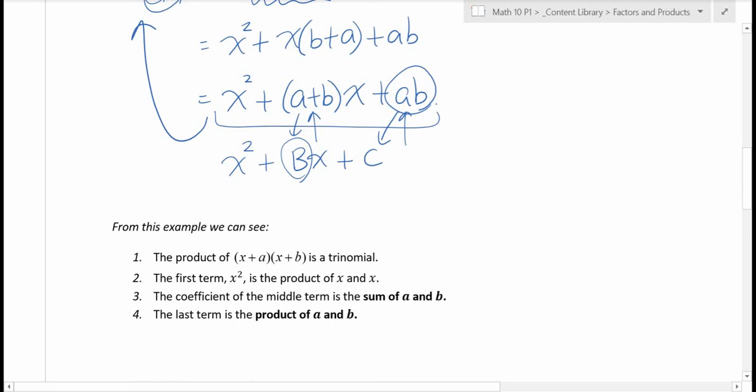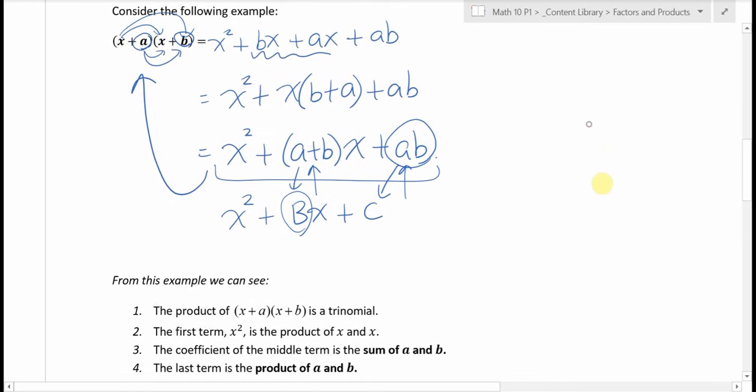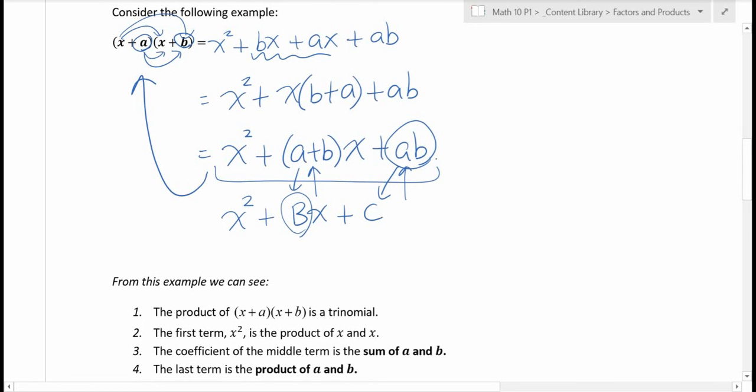The first term, x squared, is simply the product of x times x. This is the key right here. The coefficient of the middle term is the actual sum of a and b, right? You can see the sum a plus b gives you the middle term. The last term is simply the product of a times b. You can see here's the product, right? You multiply together and that gives you the last term.